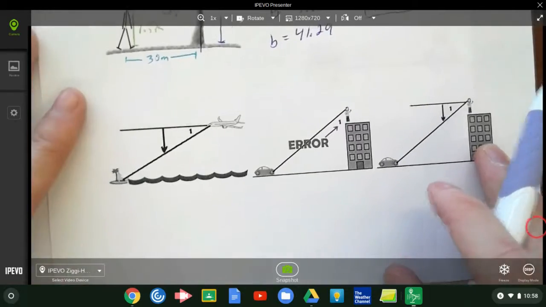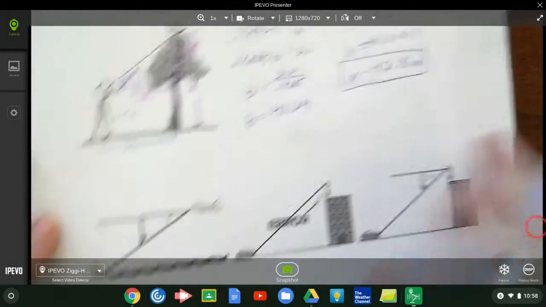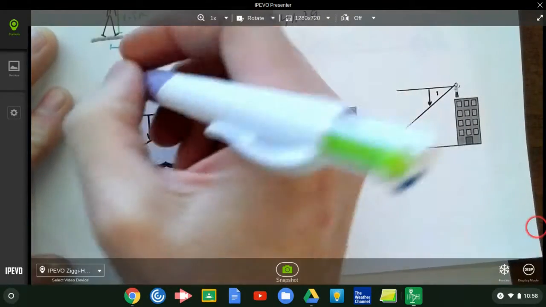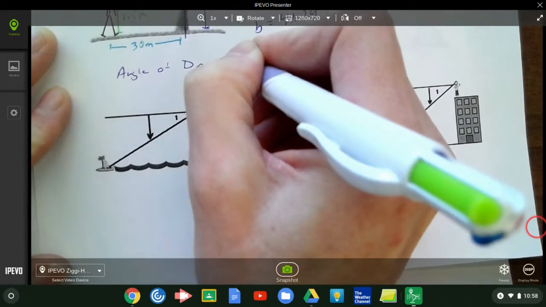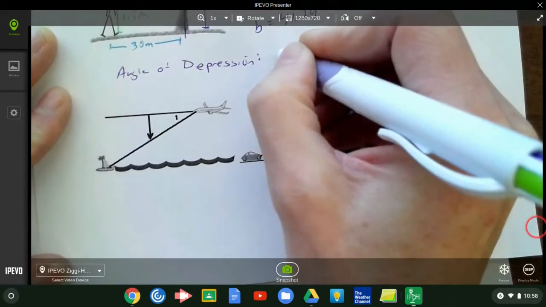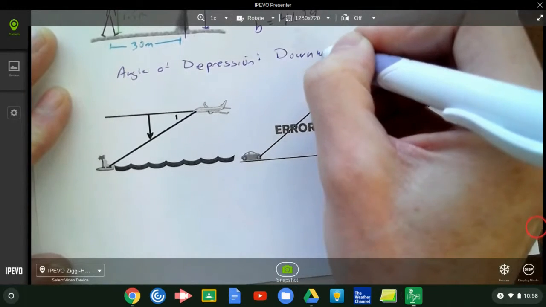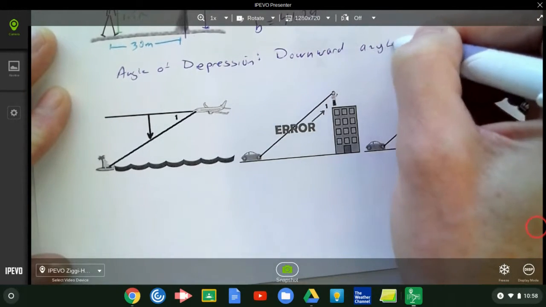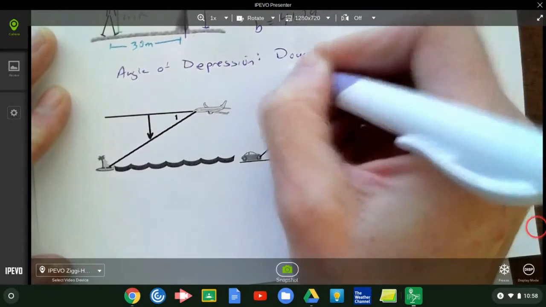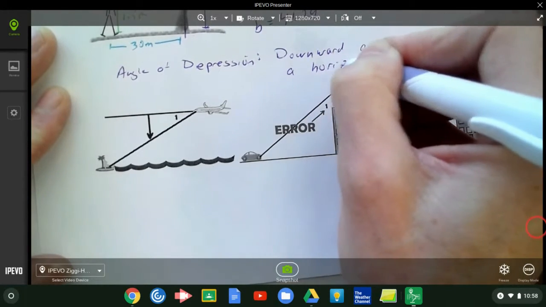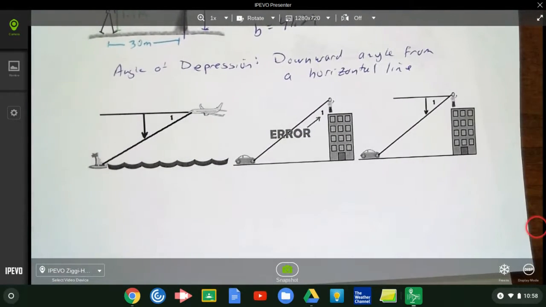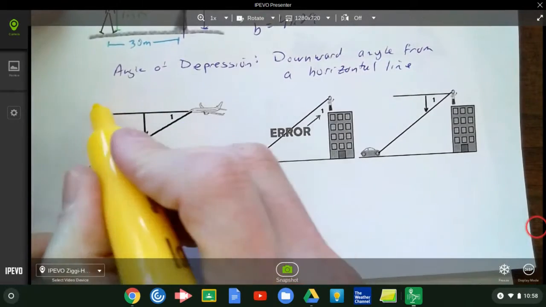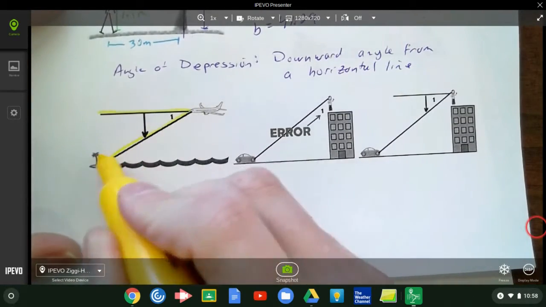So when I talk about the angle of depression, I'm talking about, let's see, did I put that on the next page? No, okay. So when I define angle of depression, angle of depression is a downward angle from a horizontal line. So always identify your horizontal line. That's how I like to start. There's my horizontal line, so go down, there's my angle.